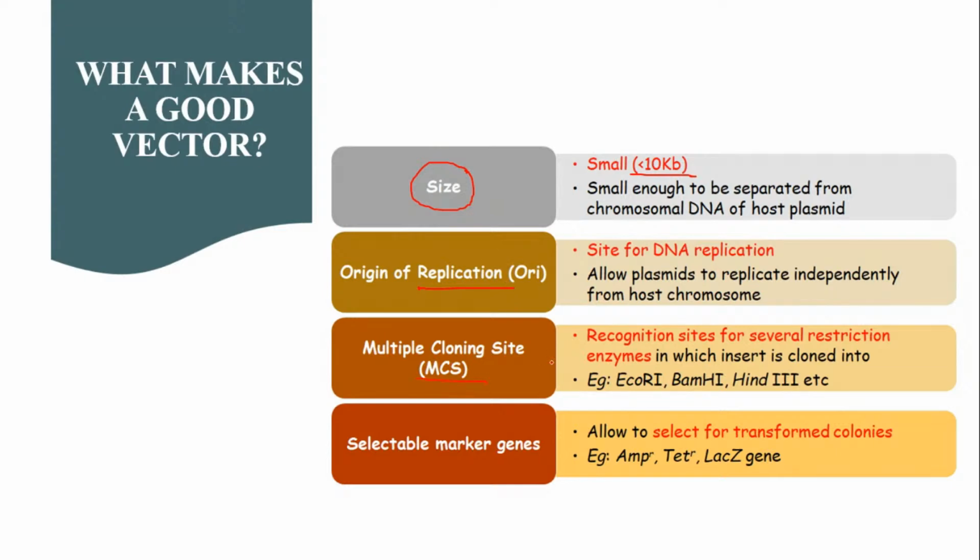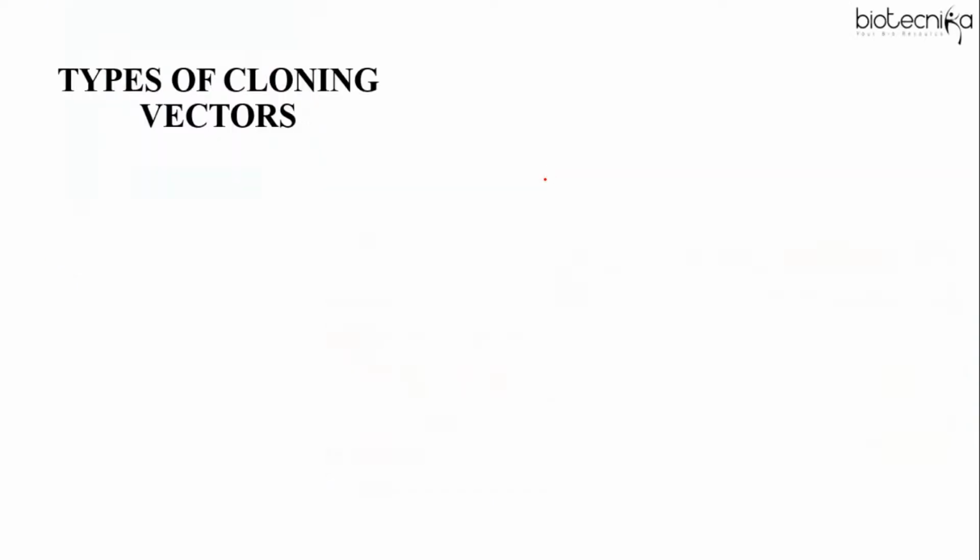It should have a multiple cloning site, that is, it should have recognition sites for several restriction enzymes, and it should have selectable marker genes as well, which can indicate whether the transformation has taken place or whether the desired recombinant DNA molecule is present or not, right? So here you can see that we have different genes, ampicillin resistance, tetracycline resistance, or the enzyme beta galactosidase that can be used as a marker gene, right?